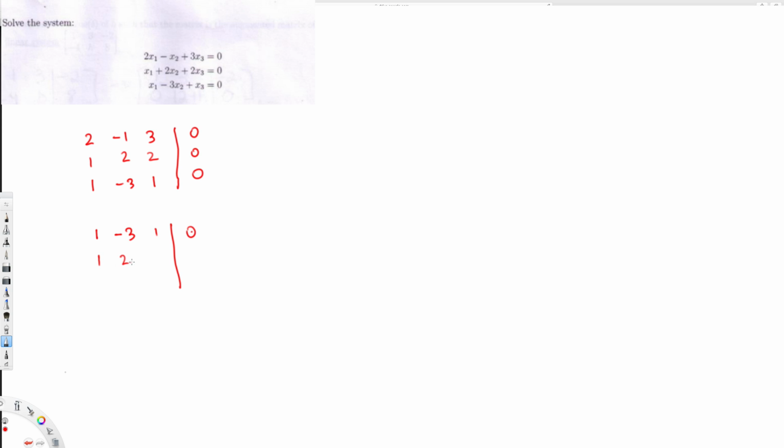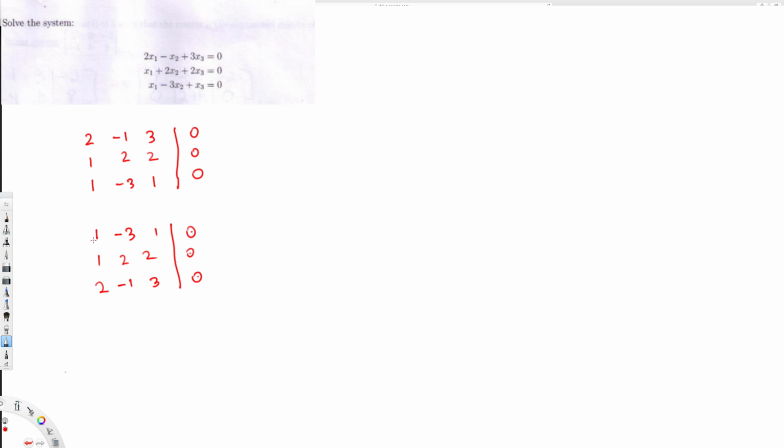1, -3, 1 is going to be on top. I am swapping the third equation with the first equation, so 1, -3, 1 is on top right now. Then 1, 2, 2, 0. Then we have 2, -1, 3 on the bottom. Then I have to bring the pattern 1 0 0, 0 1 0, 0 0 1. So to do that, I have to eliminate these two values. I have to bring this into 0, right?